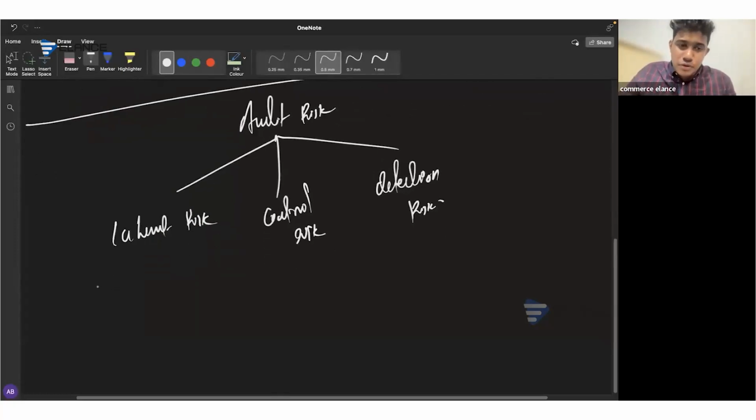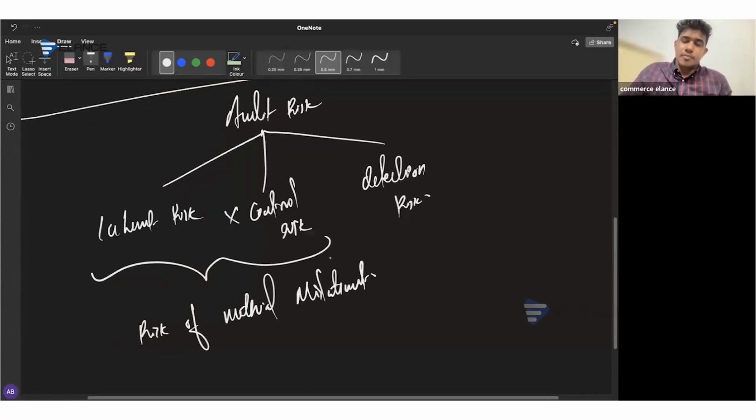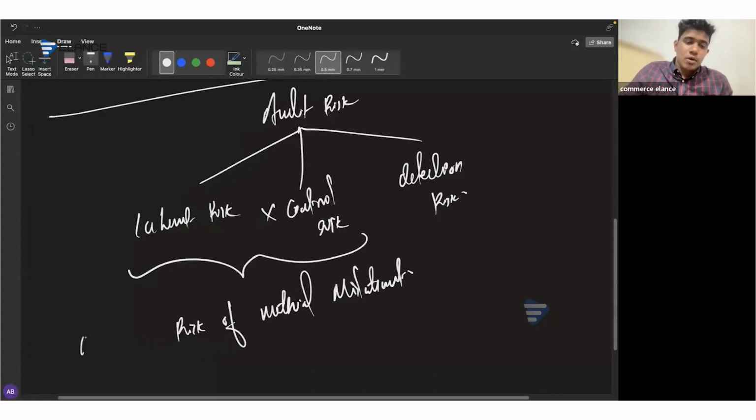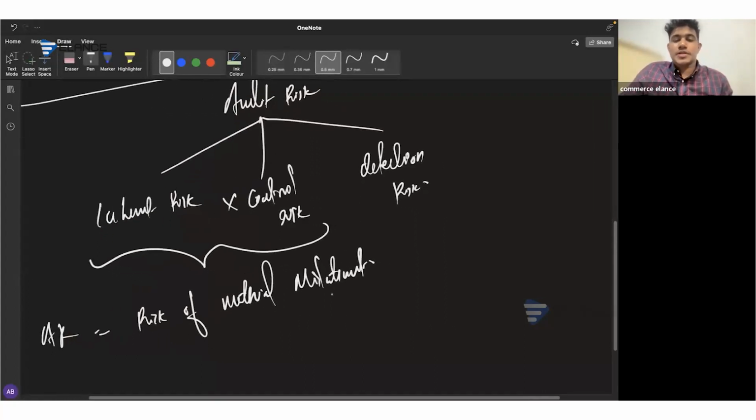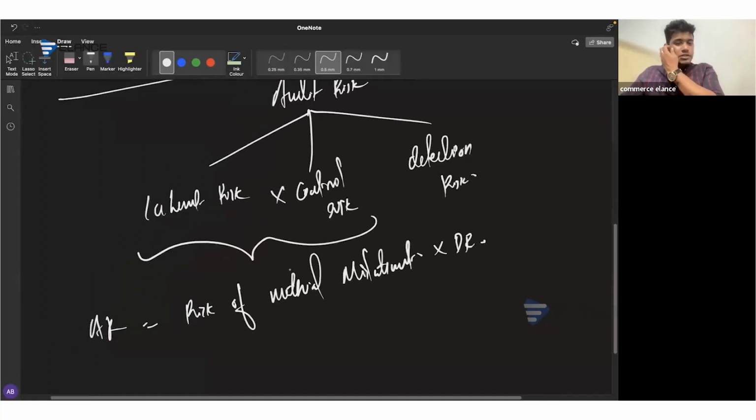And out of the audit risk, the inherent risk and control risk together will be called the risk of material misstatement. Yes, this is what we call inherent risk and control risk together. And overall audit risk will be the combination of risk of material misstatement and detection risk. So this is what we learned about the term audit risk.